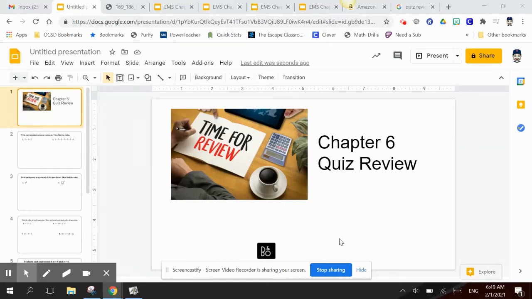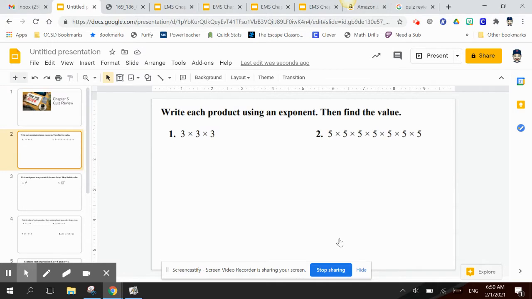This is your Chapter 6 mid-chapter review. Number 1 and number 2 both talk about writing each product using an exponent, then finding the value.